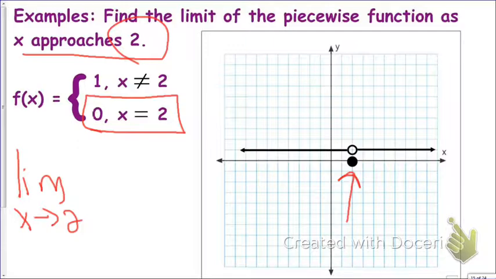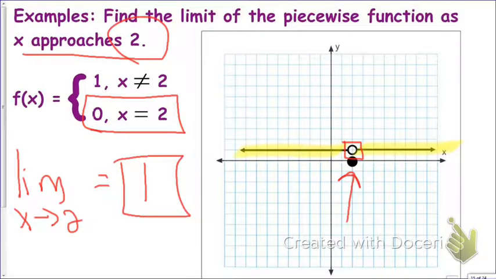If we look at our graph, as we get closer and closer to x equals 2 from the left-hand side, and also from the right-hand side, we're zoning in on the same exact y value. Even though it's not a function value, our limit is equal to 1. Let's do another one.